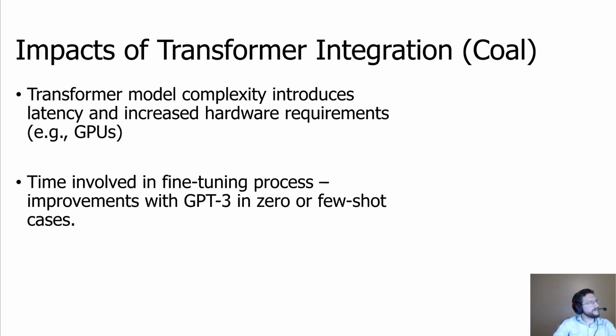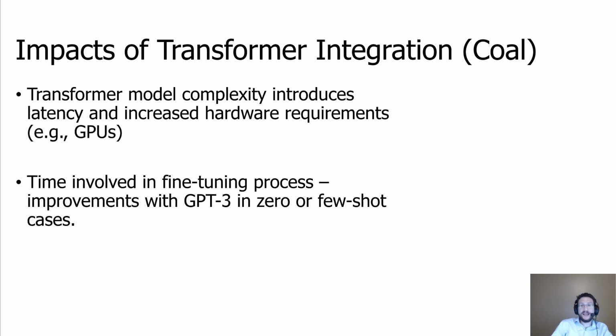Coal: Transformers introduce quite a bit of complexity. So if you can imagine, these are massive, large parameter models. So you need at least one GPU, if not several GPUs, depending on the specific transformer model that you're looking into. And that induces some latency, right? You're having to copy this model into VRAM on your GPU, query it, and get a response. So that creates some increased hardware requirements.